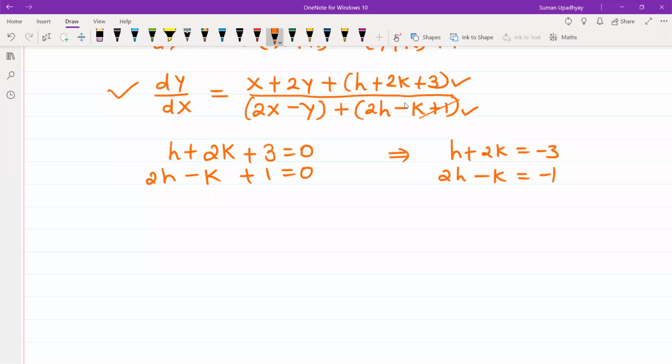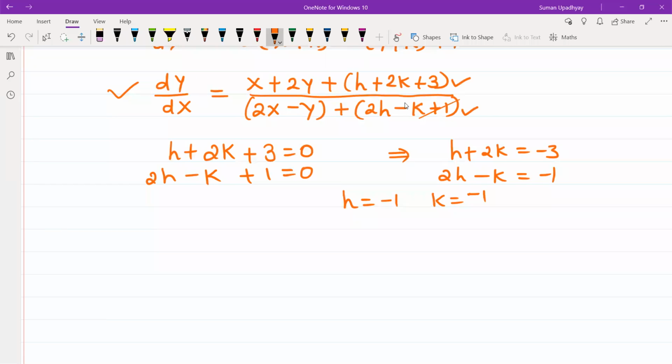So you can see that these are two equations in two variables which I can solve simultaneously to get the values of h and k. I had already told you that h and k are not going to take any random value. Those values are going to be some specific, particular values. So when you solve these two equations simultaneously, the values of h and k are going to be -1 and -1.